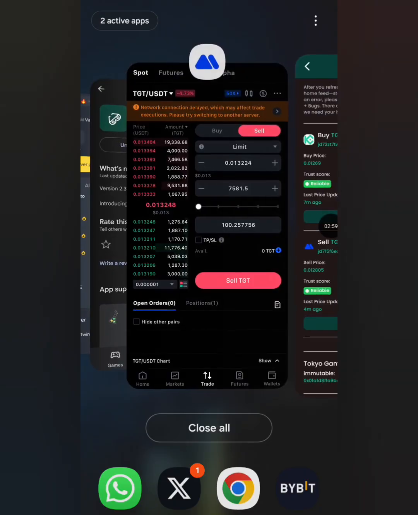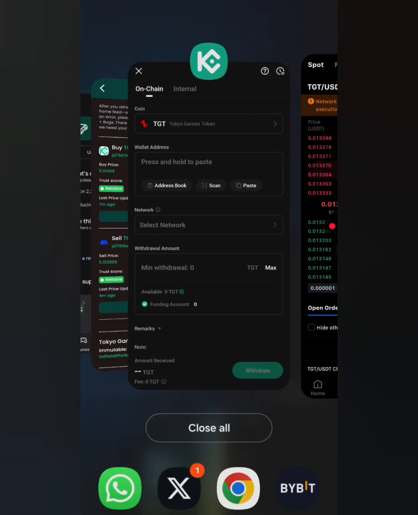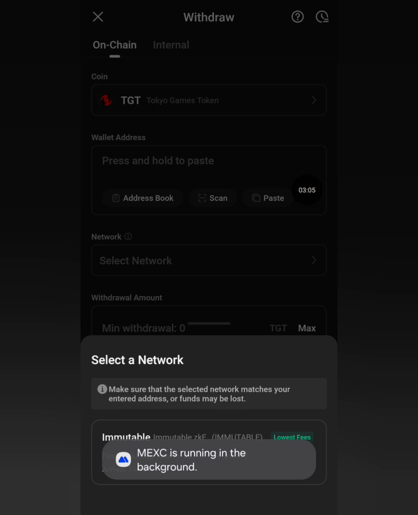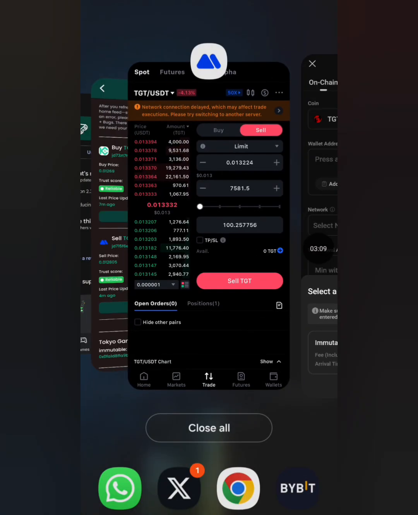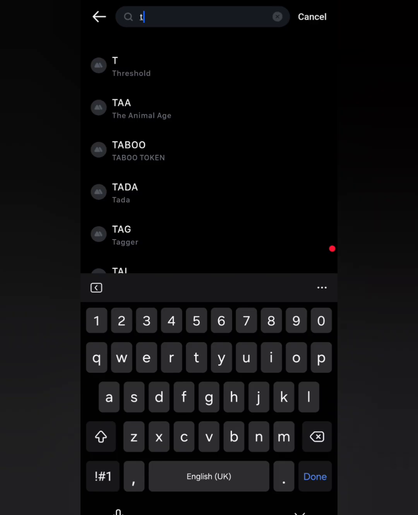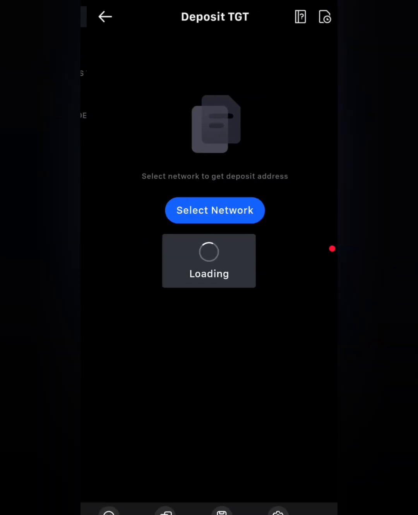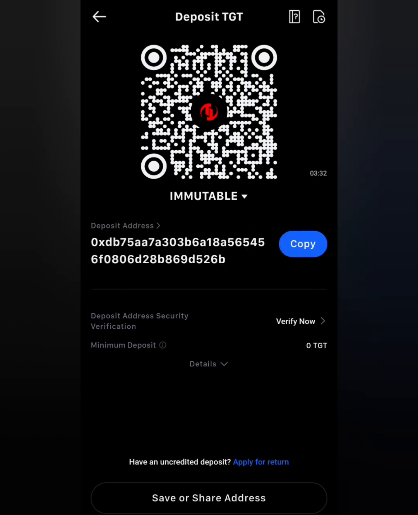And we'll also check if we are able to deposit this into MEXC using this same network, this Immutable network right here. And to do that, we'll come to MEXC, we'll click on the home page, we're going to click on the deposit button and on-chain deposit. Then we search for TGT. So we have it right here. And we can deposit this using the same network as their networks are compatible.